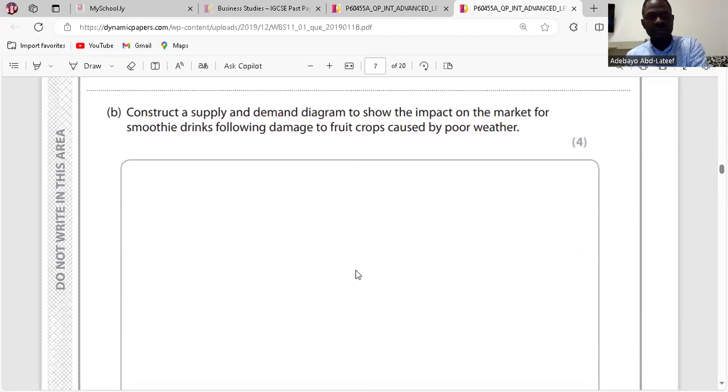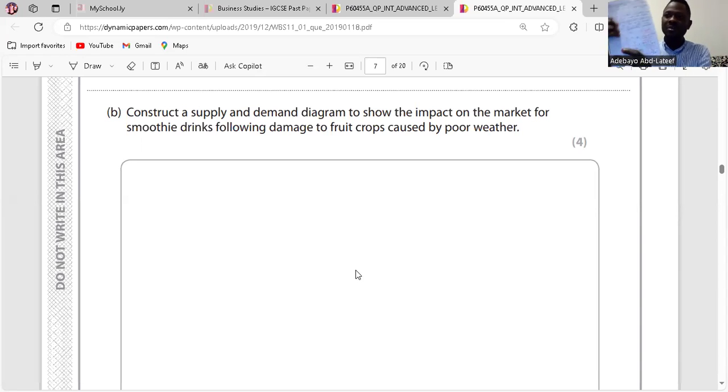Construct a supply and demand diagram to show the impact on the market for smoothie drinks following damage to food crops caused by poor weather. Poor weather condition is a factor that affects the supply of goods and services, especially agricultural goods. As a result, the quantity supplied in the market will reduce, that means from Q1 to Q2. The supply curve will shift upward or leftward from S1 to S2, making the price increase from P1 to P2.